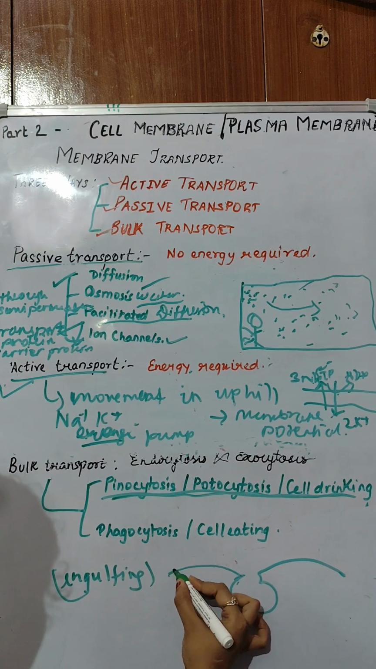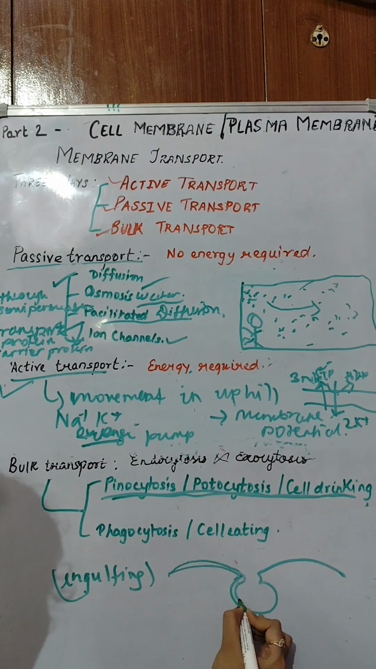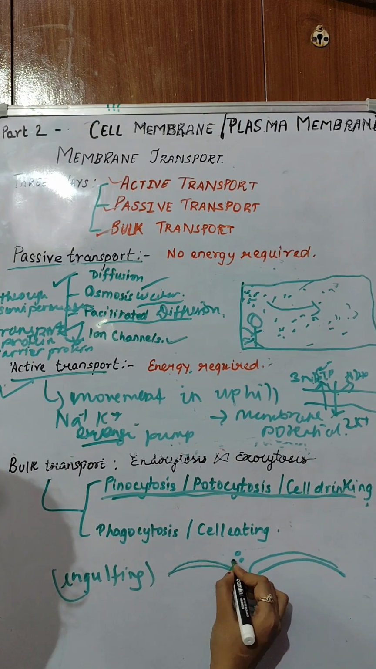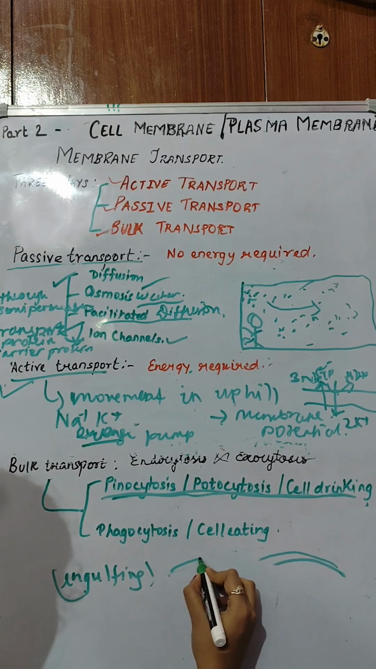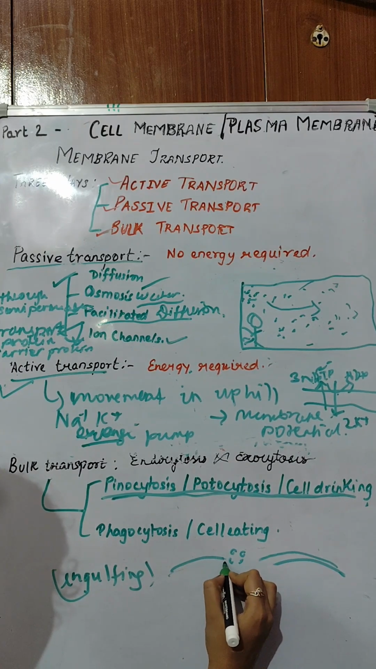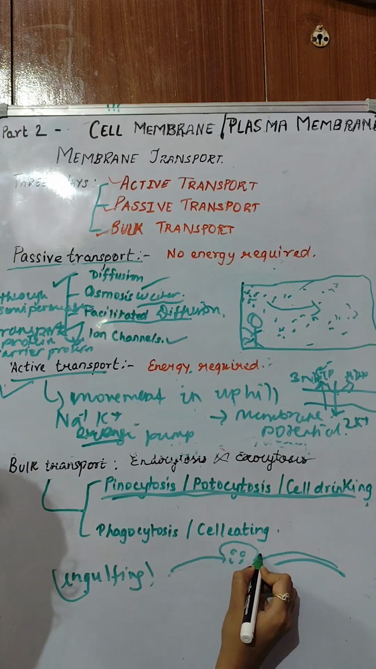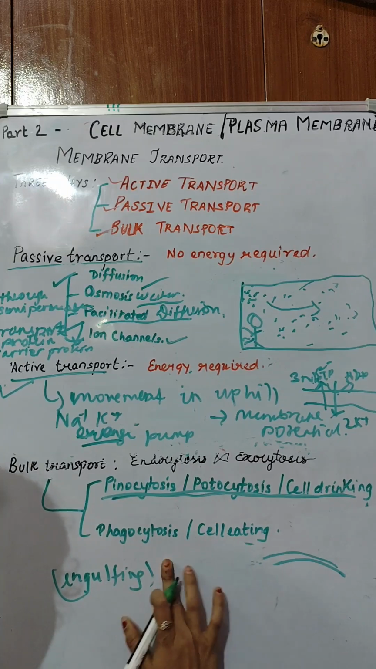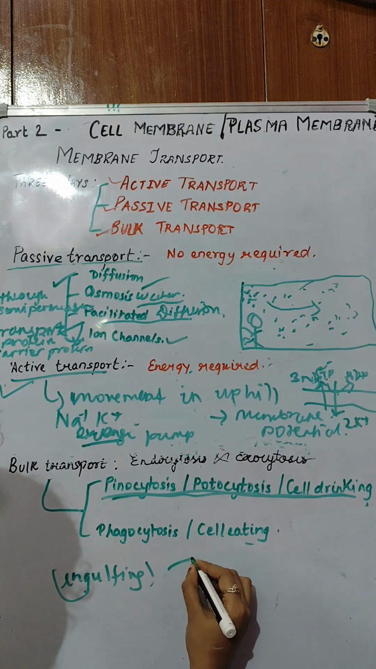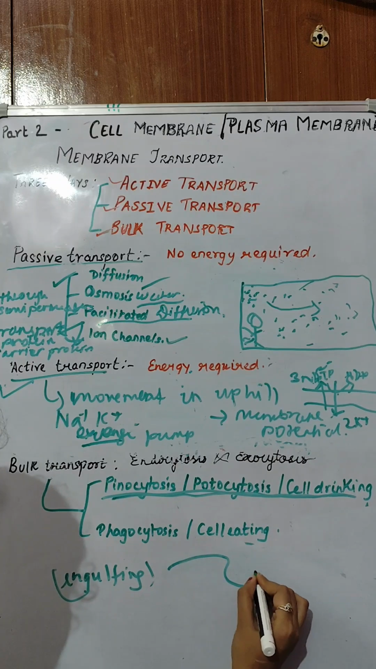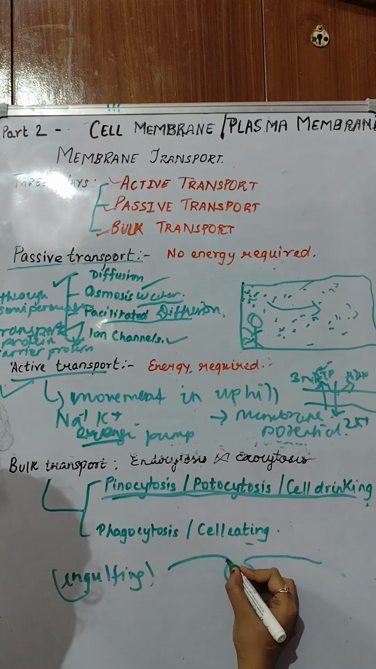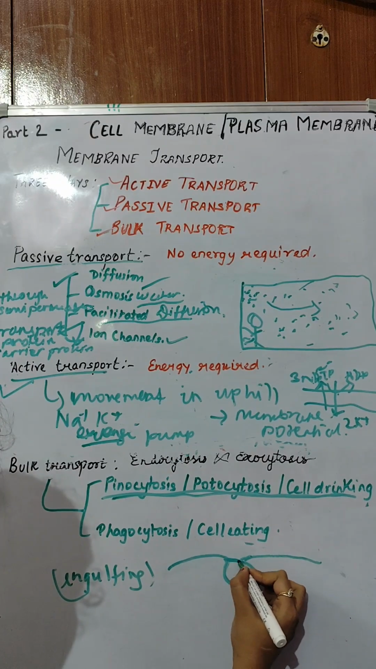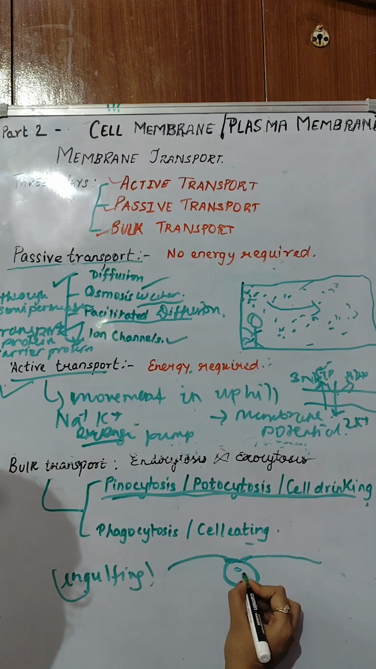The plasma membrane will fuse together to form a vesicle. If there is some molecule outside, the membrane is going to pinch in and make a vesicle by coming together, and this is the process of endocytosis.